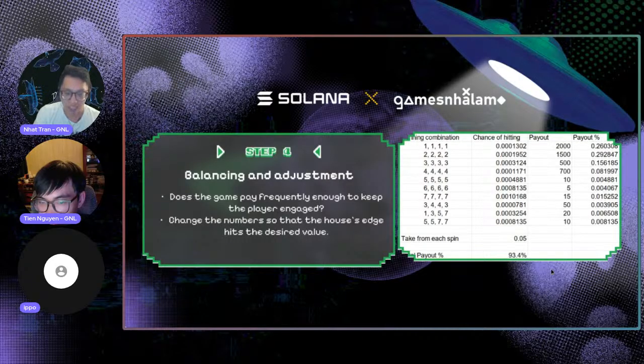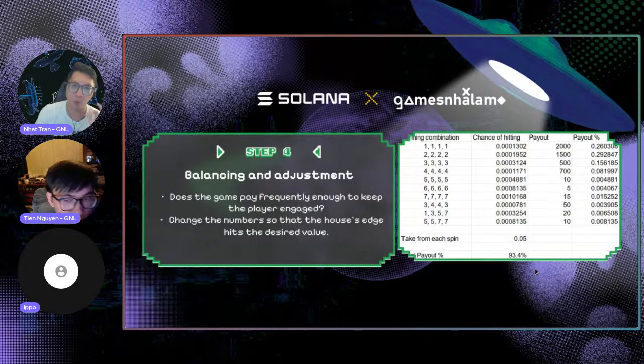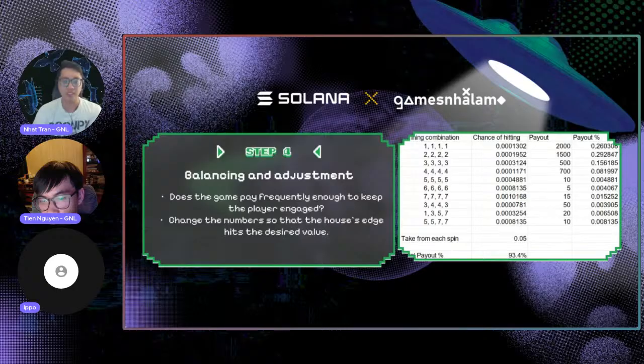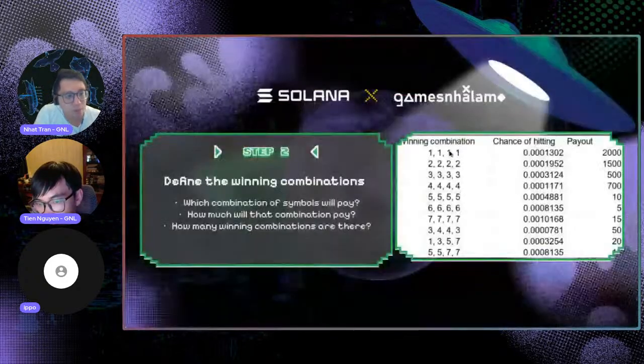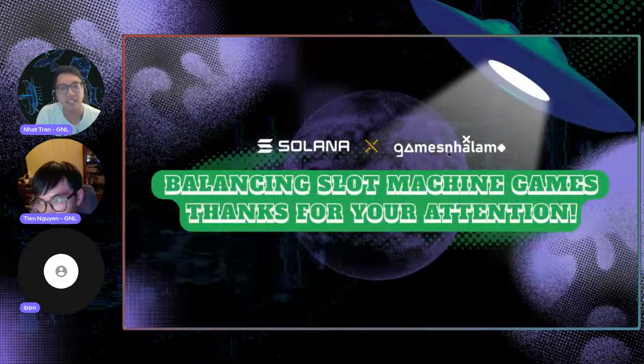If you think about it, the player puts $1 per spin, and with a payout percentage of 95%, each time the player puts $1 in, the house will get $0.05 back. So 5 pennies back. And it adds up a lot with many plays from different players every day. And that's it. That is how you balance a slot machine. Thank you for your attention.